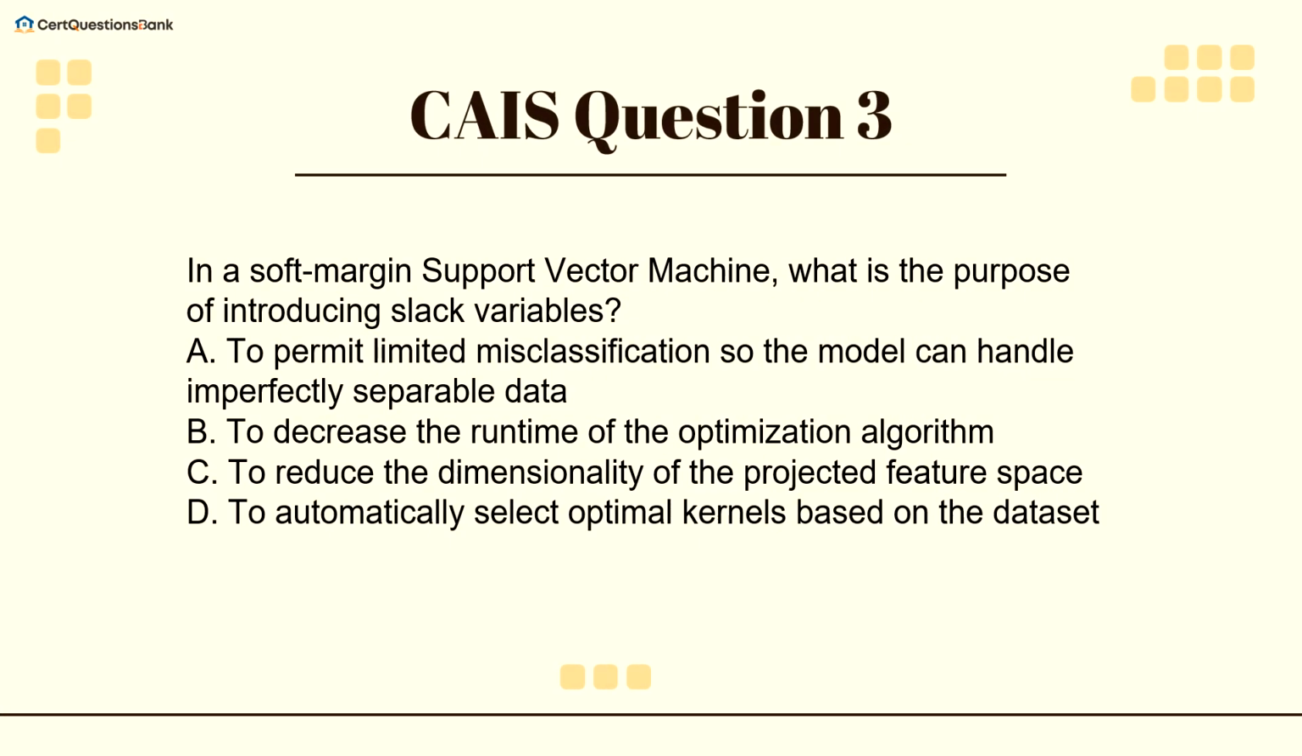In a soft margin support vector machine, what is the purpose of introducing slack variables? A. To permit limited misclassification so the model can handle imperfectly separable data. B. To decrease the runtime of the optimization algorithm. C. To reduce the dimensionality of the projected feature space. D. To automatically select optimal kernels based on the dataset.